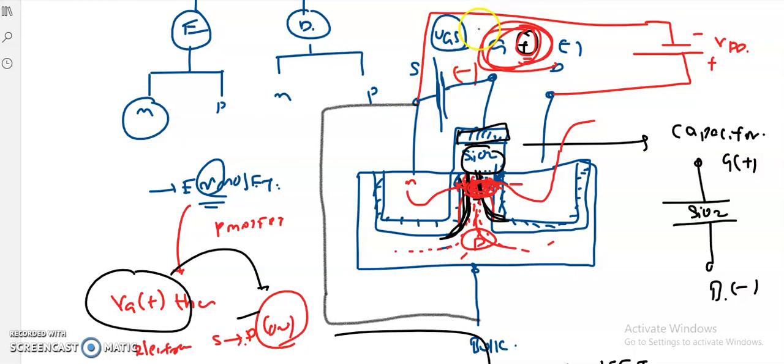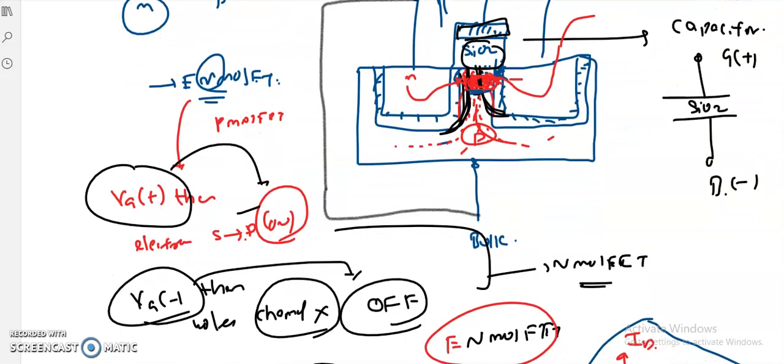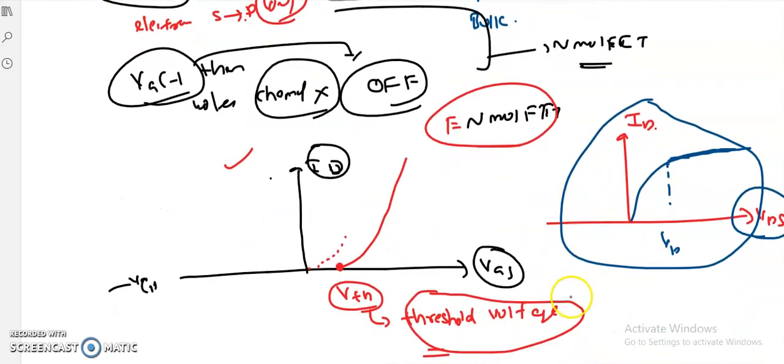So if you want to make the enhancement N MOSFET go into conduction state, then the VGS must be positive, and if you want to turn off the enhancement N-type MOSFET, then the VGS must be negative. And even for the positive gate voltages, immediately at 0 volts it won't come into conduction, because anyhow some gate to source voltage is required to form the channel. Whenever the channel is formed, then only the conduction will take place. So the minimum gate to source voltage required to form the channel is called as a threshold voltage.